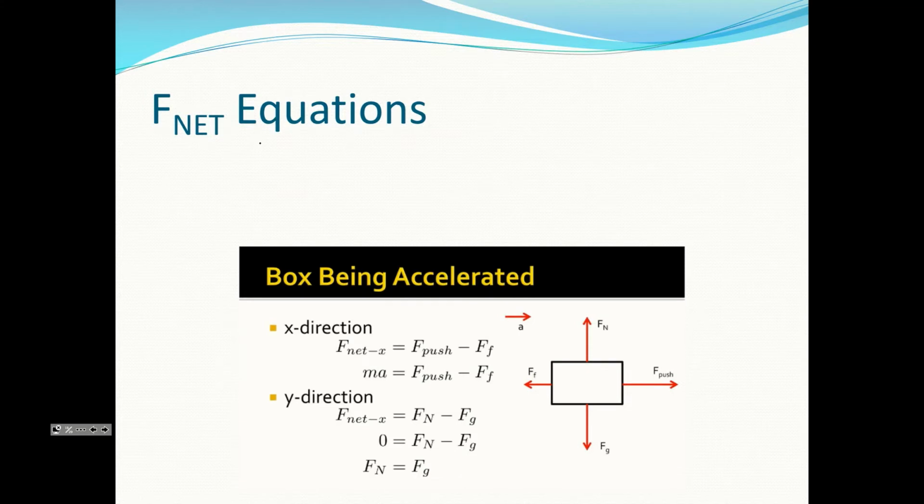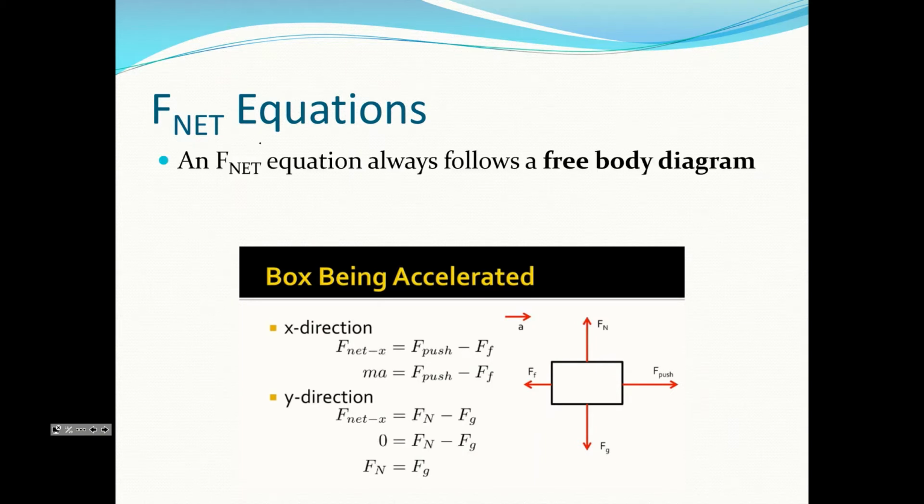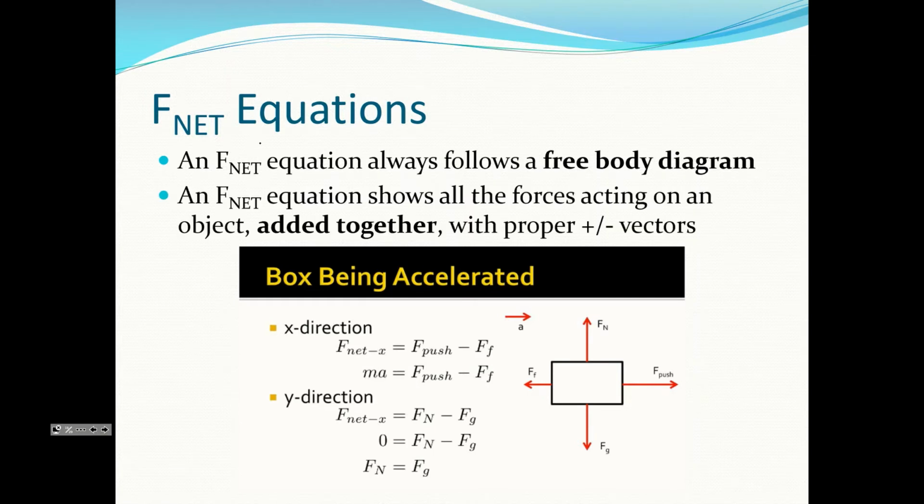What we write is an FNet equation. Remember that net just means adding things up with all the positives and negatives included. An FNet equation always follows a free body diagram. An FNet equation shows all the forces acting on an object added together with proper plus minus vectors. So this is our free body diagram, right? They called it force push, because you can call it anything you want, but we're just going to keep our conventions the same. So we have force applied, force normal, force friction, force of gravity.